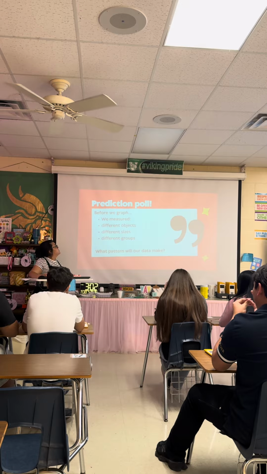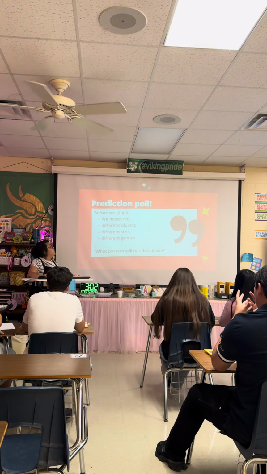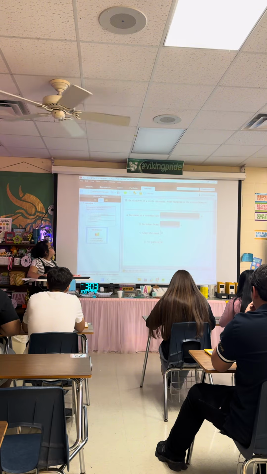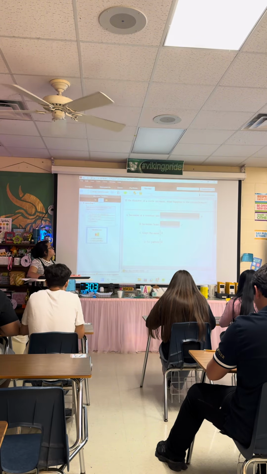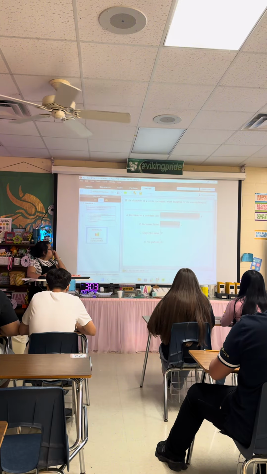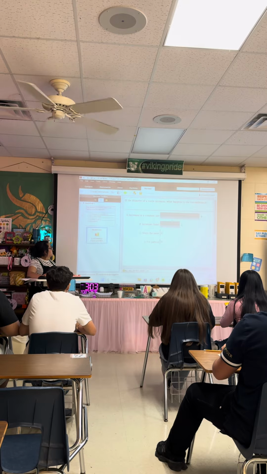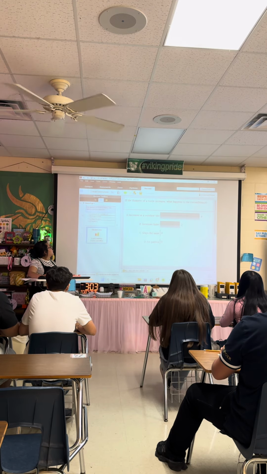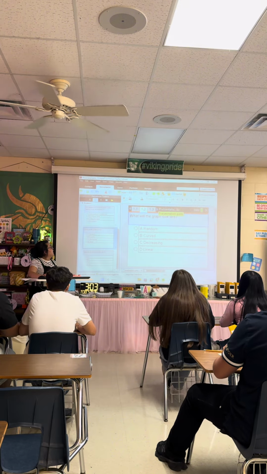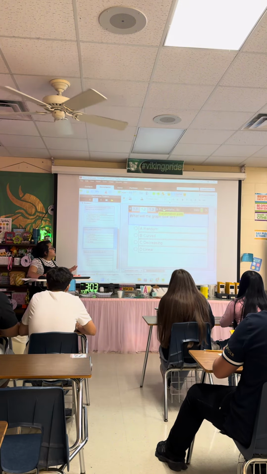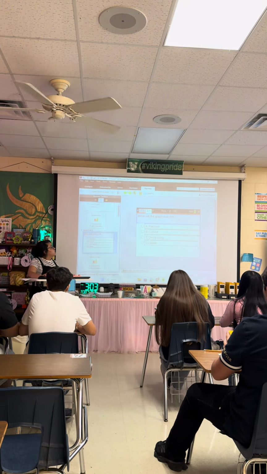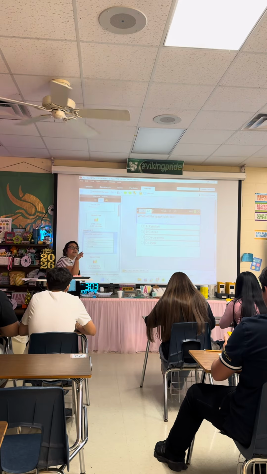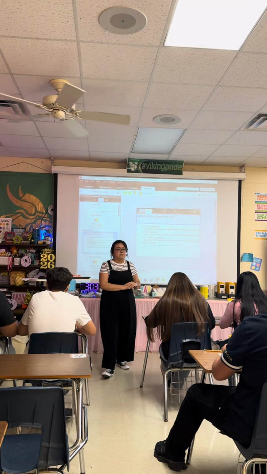Okay, let's do another poll. So let's go to our calculator really quick and let's do a second poll. And let me see what you guys are thinking. What happened to my polls? They're over here, sorry guys. Okay, so based on what you're telling me, what would the graph look like? Answer me in your calculator.